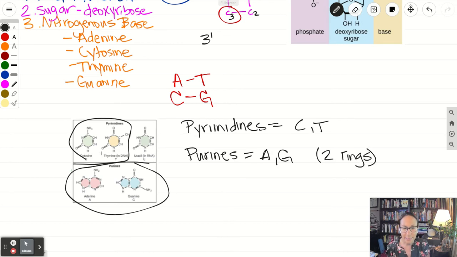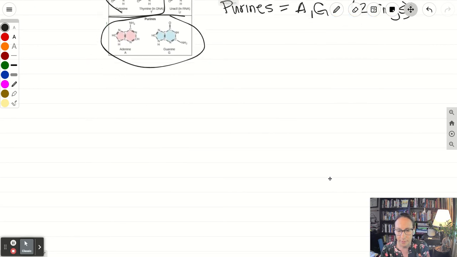And then a pyrimidine only has one ring. So see here, cytosine has one ring. It's a 6-carbon ring. Thymine is a 6-carbon ring. And uracil is also a 6-carbon ring. You don't have to know what uracil is right this moment, but it is a pyrimidine. So here's the rings. This C and T are one ring. So C and T are a one-ring molecule. Purines are a two-ring molecule. And this is why.